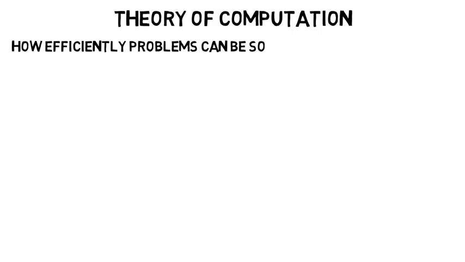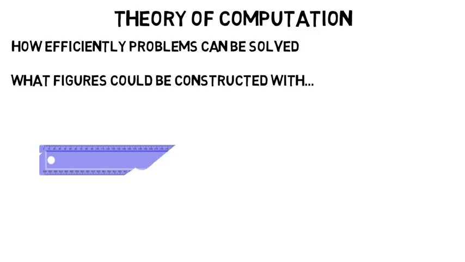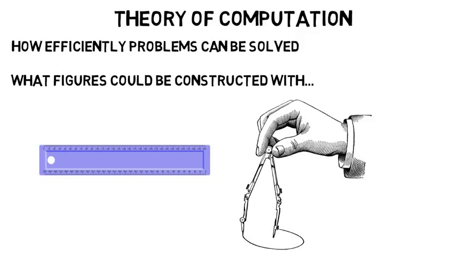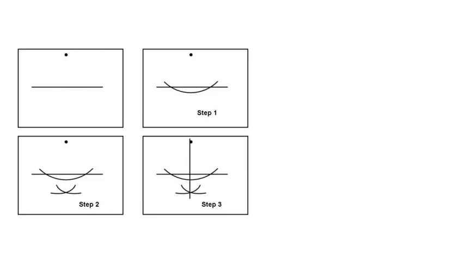And the last class I'm going to go over briefly is the theory of computation. This is where things get really weird. This is where you ask how efficiently problems can be solved with an algorithm and what is possible by a computer. To draw a parallel, if we go back to the ancient Greeks, they were concerned with what figures could be constructed with just a straight edge and a compass. With just those 2 things, you may have learned that you can make 2 lines that are perpendicular to each other.